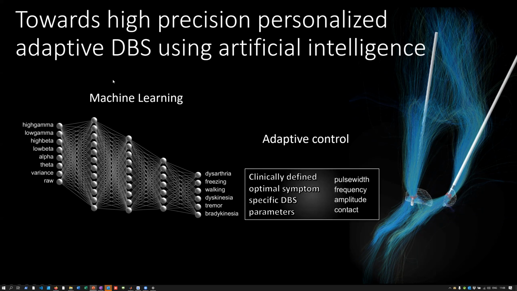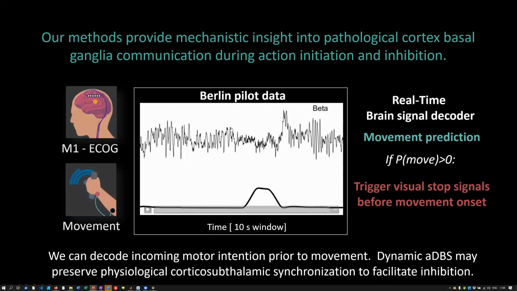We believe that we can extend the framework that we have just introduced to decoding specific symptoms and aspects, and thereby inform an adaptive control mechanism that can shape the pulses that we trigger with the stimulator, and that could lead to clinically defined optimal symptom-specific DBS parameters and a better quality of life for the patients.